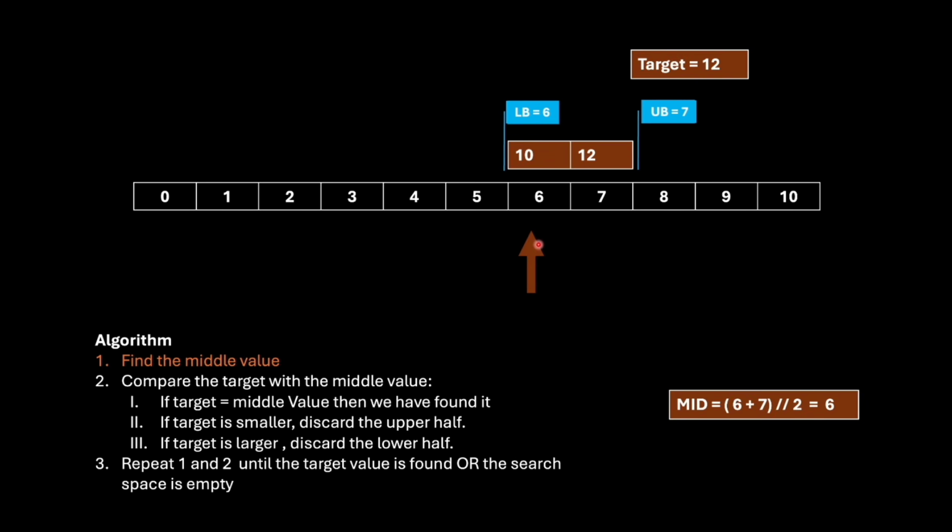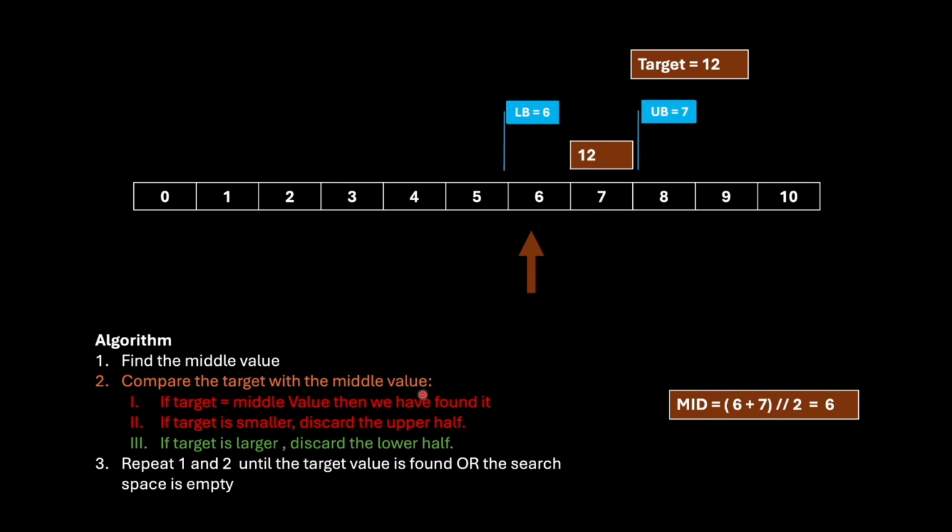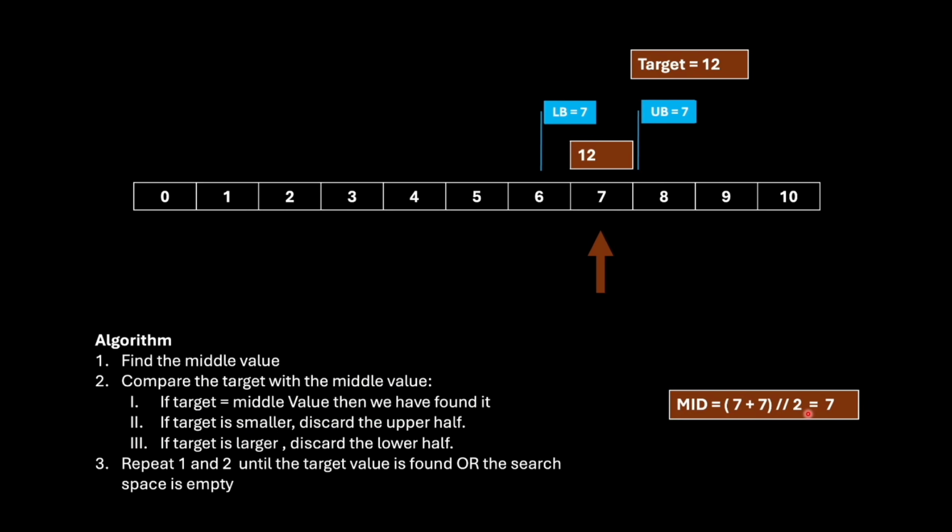So we get to 6, and this is our new middle value. Let's compare target with the middle value. Target is larger, 12 is larger than the middle value, so we will discard the lower half. Okay, let's discard the lower half, update the lower boundary to 7. Now let's find the middle value again. 7 plus 7 divided by 2 is 7. So we have finally found our answer using this method, which seems crazy, but it still works. And that's my point of this example.